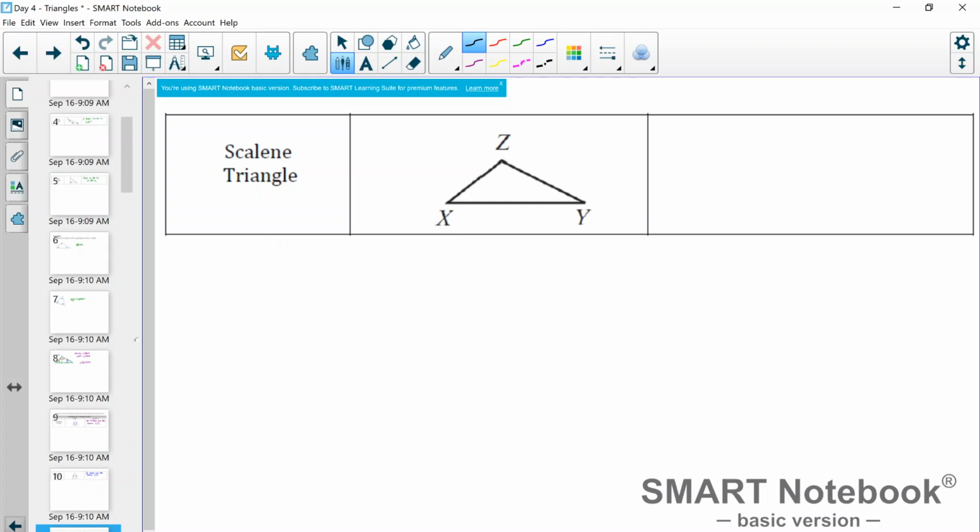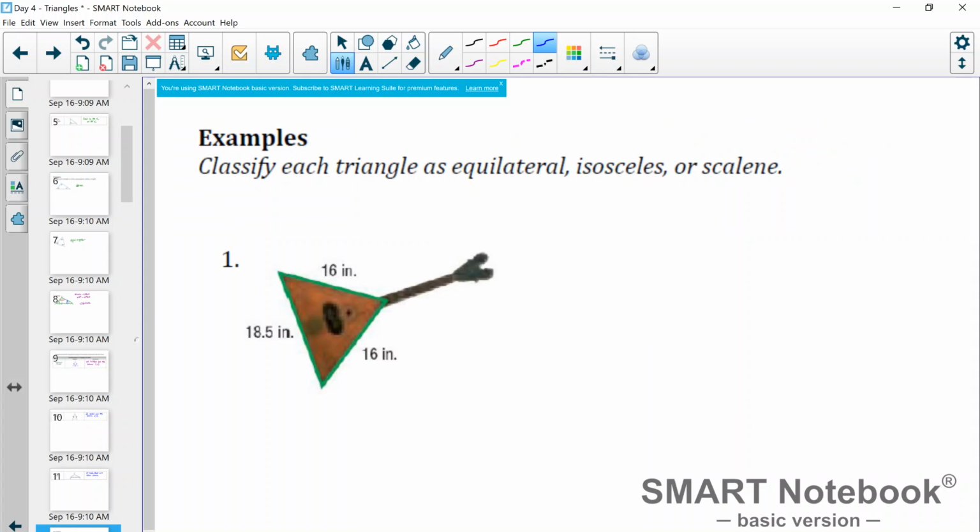And then scalene triangle, we have 0 sides that are the same. So X to Z and Z to Y and X to Y, they're all different measurements. So here we're going to classify equilateral, where all three are the same, isosceles, where two sides are the same, or a scalene triangle, where 0 sides are the same.